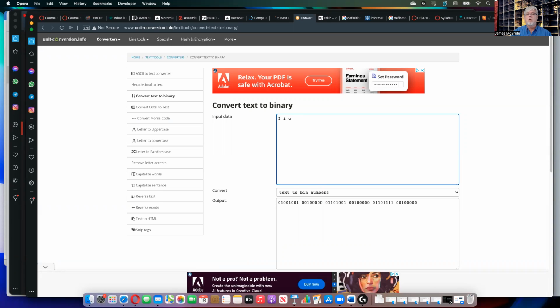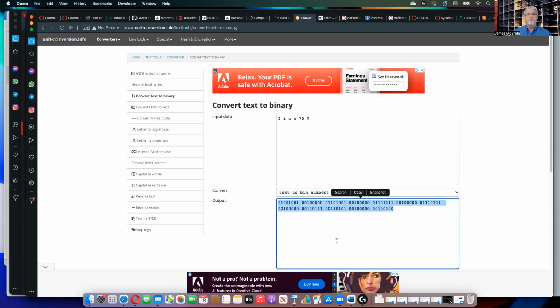O, U, 75. Money sign. So very short text. We can clearly see, I owe you $75. That's what that means to us. Our brains can interpret that. The computer cannot. We have to provide the interpretation for the computer. We have to tell it what all this means and how to convert that all the way down to binary.